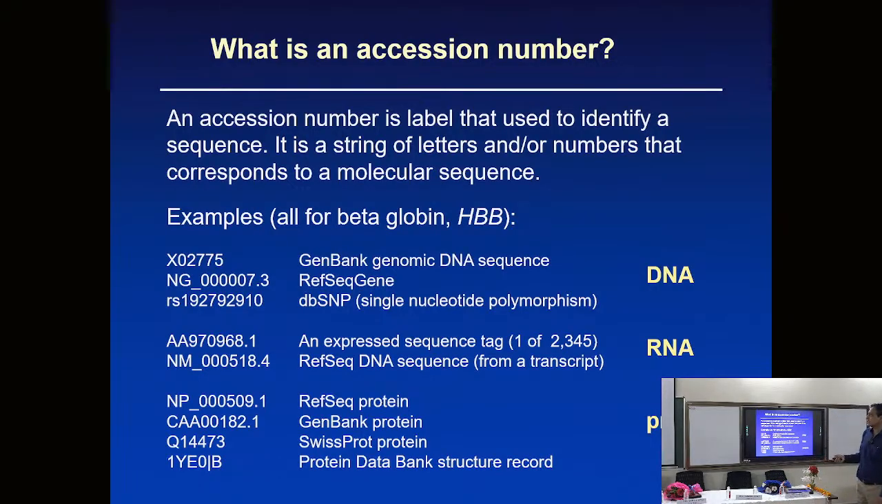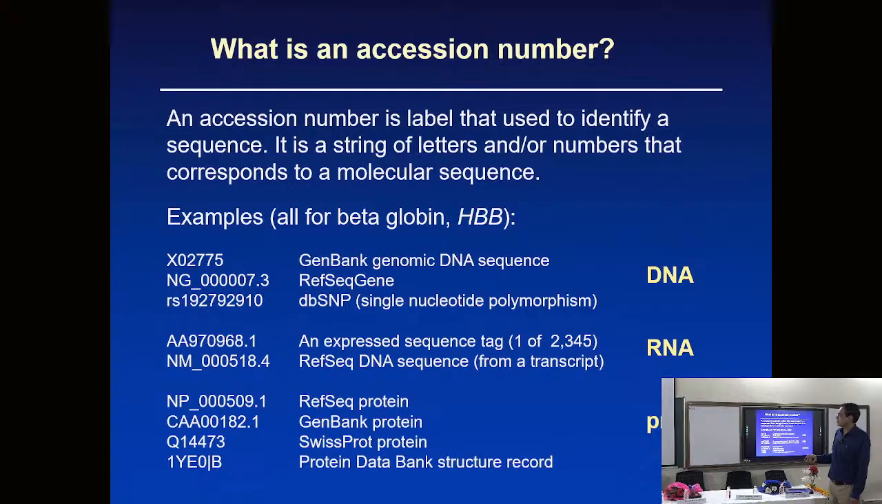So for DNA, it starts with letter N, and G, let's say G for genomic likely. So NG, and then underscore, and then some numbers. So this is for DNA. And then single nucleotide polymorphism, we will get to that, and that starts with letters RS and then some numbers.